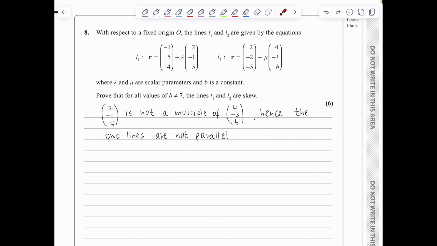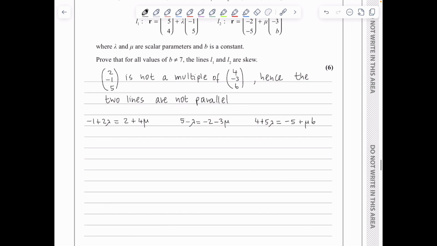I will now investigate the possibility of them intersecting at a point, and I'll be equating their i, their j, and their k components. So I'll be doing minus 1 plus 2 lambda is 2 plus 4 mu, and so on. And these will lead to three equations. The first equation is minus 1 plus 2 lambda is equal to 2 plus 4 mu. The second equation is 5 minus lambda is negative 2 minus 3 mu. And the third equation is 4 plus 5 lambda is equal to minus 5 plus mu b.